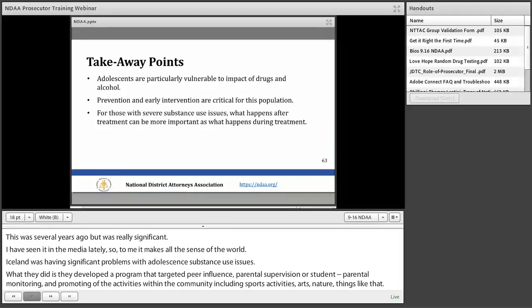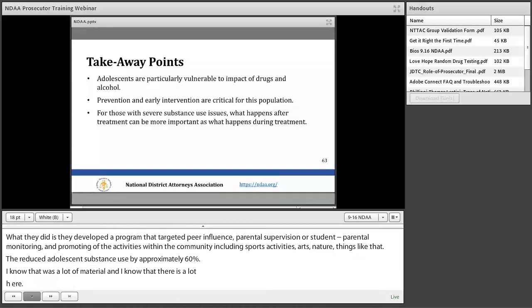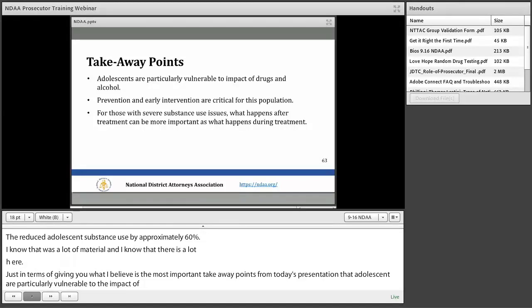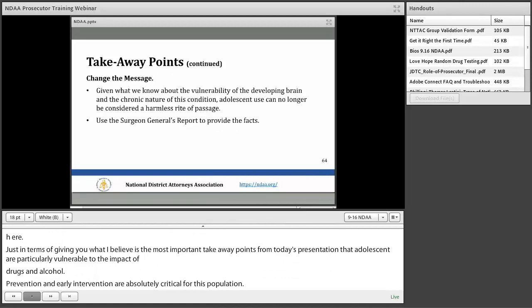I know that was a lot of material, so just in terms of giving you what I believe are the most important takeaway points from today's presentation: adolescents are particularly vulnerable to the impact of drugs and alcohol. Prevention and early intervention are absolutely critical for this population. And for those with more severe substance use issues, what happens after treatment can be just as important or more important than what happens during treatment.